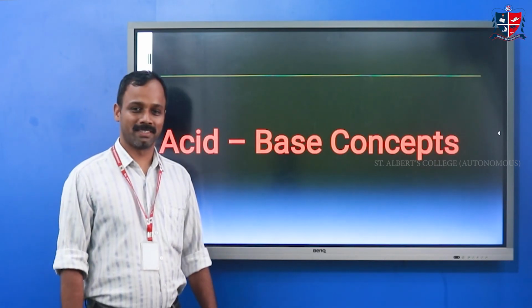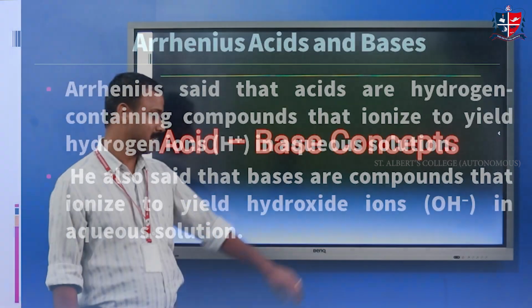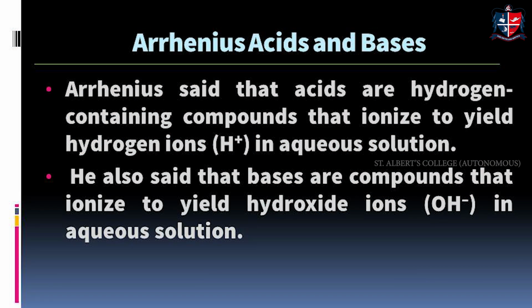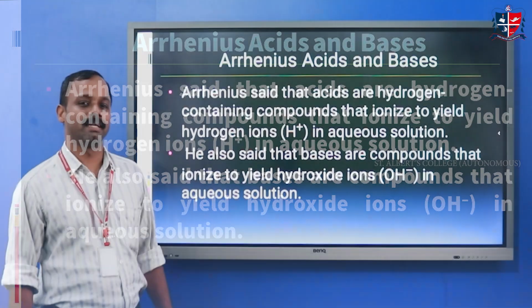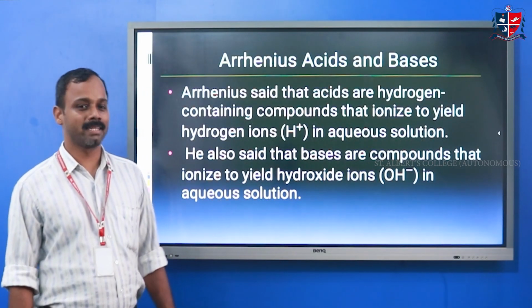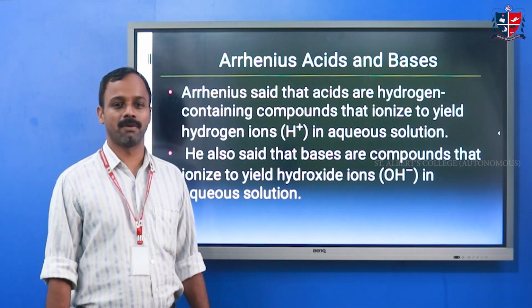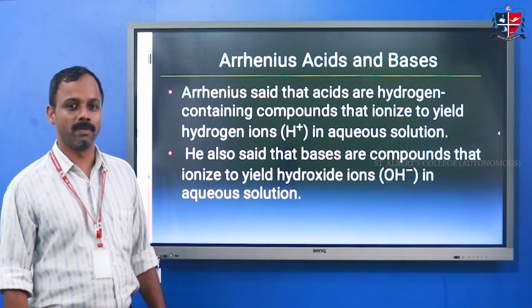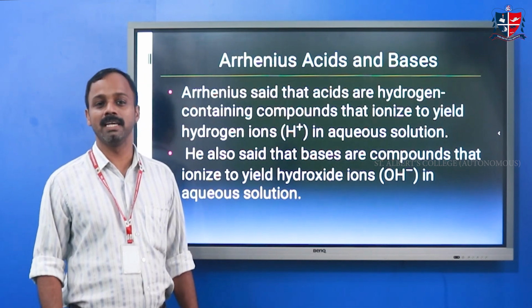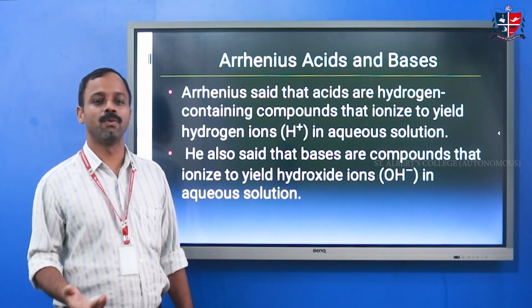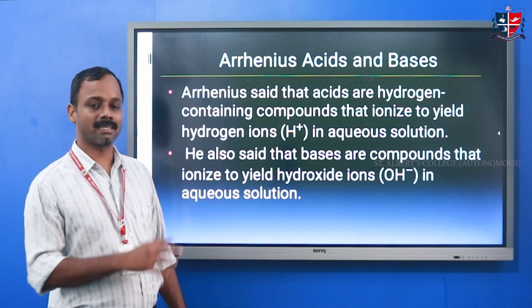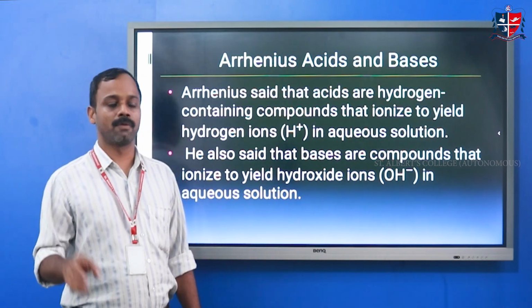Today we are going to discuss different acid-base concepts. First one is the Arrhenius concept of acid and base. According to the Arrhenius concept, an acid is a substance which gives H plus ion when dissolved in water. Similarly, a base is a substance which gives OH minus ion when dissolved in water. So this Arrhenius concept is limited only to aqueous solution.